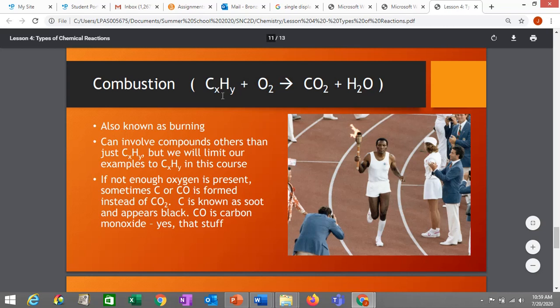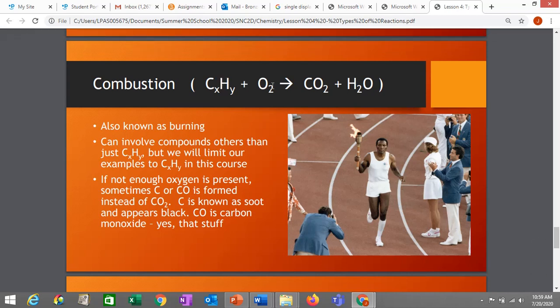So you react a hydrocarbon with oxygen, and you provide heat. Essentially what you're doing is you're burning this compound here. You have an arrow that goes over, and when you burn it, you produce carbon dioxide, water, and energy. This is what happens when you have a fire.